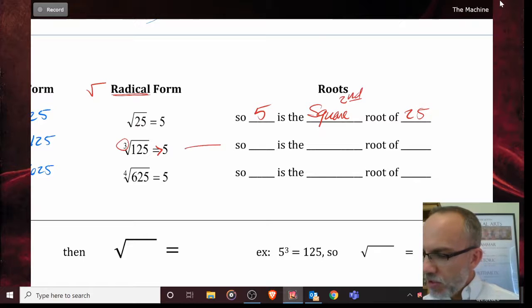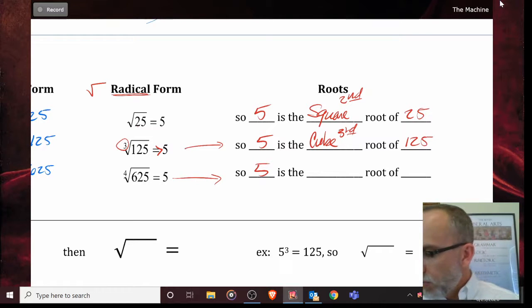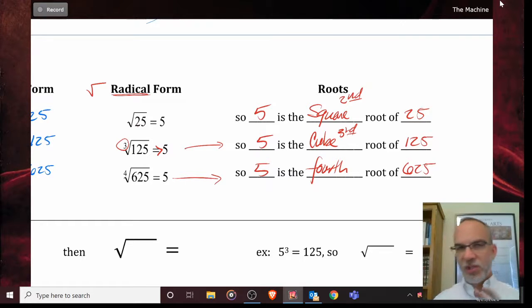And from this situation right here, we can say that 5 is the cube root of 125. And you probably knew that one. We might even call this the third root. But 5 then for this one is the what? This one's just the fourth root of 625. There's no special shape name after that.